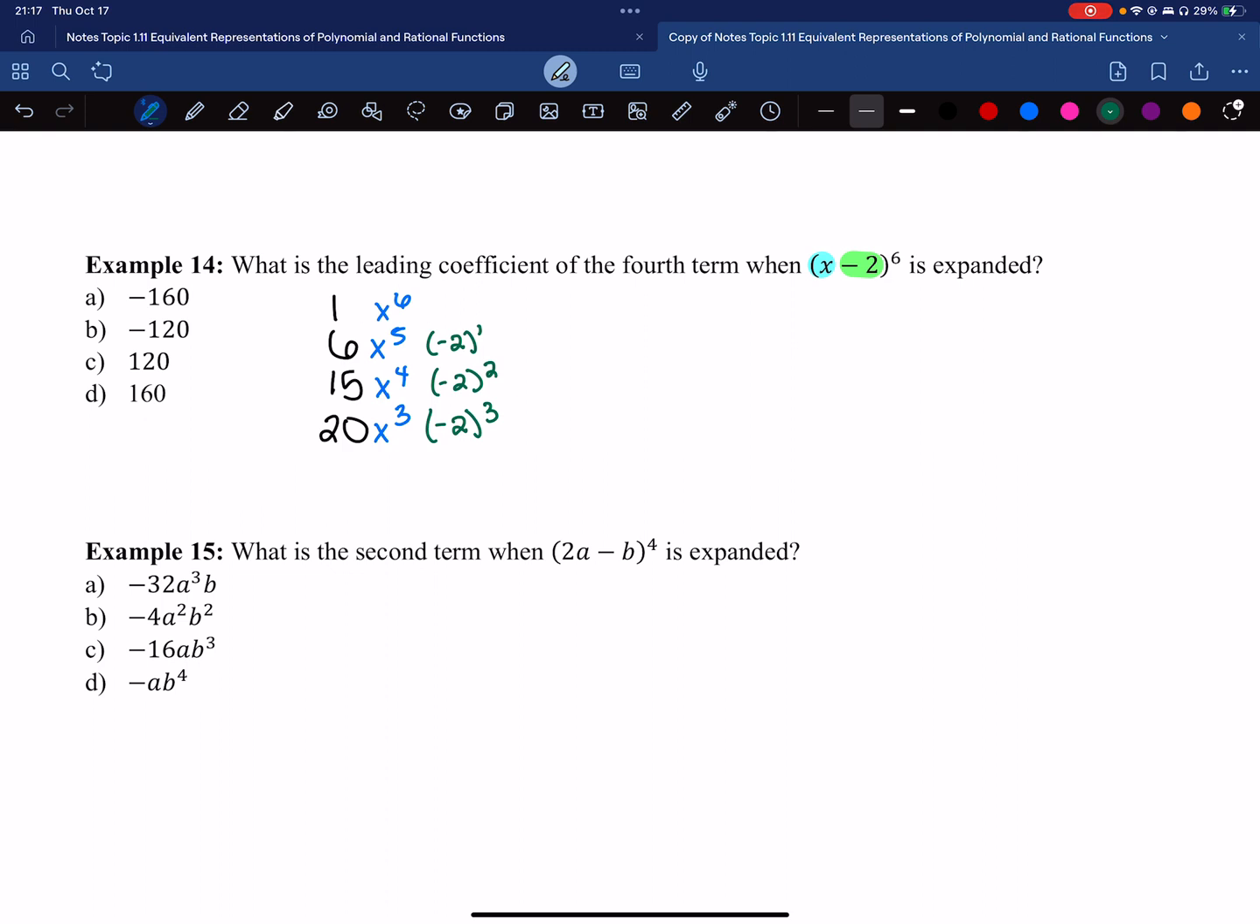So what we should know is that on this particular problem, I'm taking negative 2, or a negative number, to the third power, which means my answer should be negative. So then I'm going to multiply. So that would be 20 times negative 8. 20 times negative 8 is a negative 160. So this should be a negative 160.